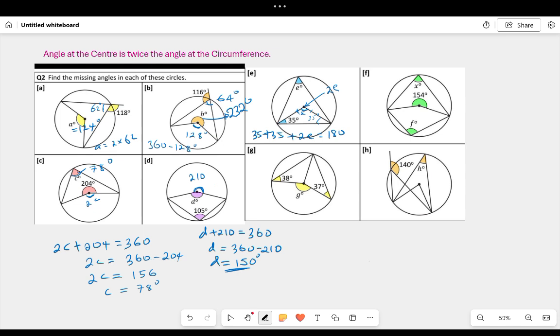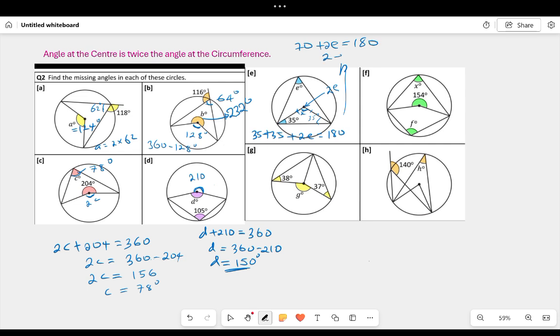Why did I equate it to 180? It's because the sum of the interior angles of a triangle add up to 180 degrees. Now, I'm going to proceed with this calculation over here. So, 70, because 35 plus 35 is 70. 70 plus 2E is equal to 180.